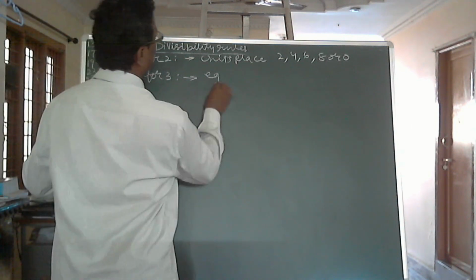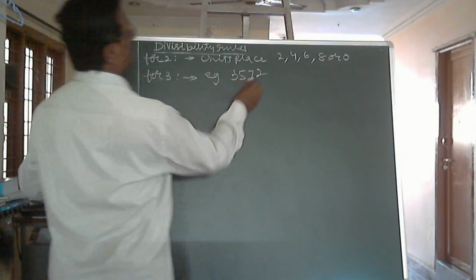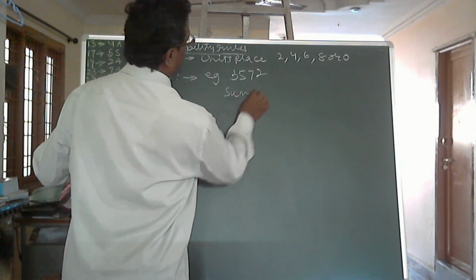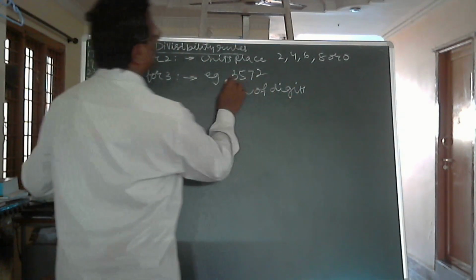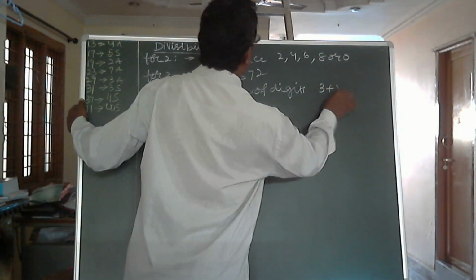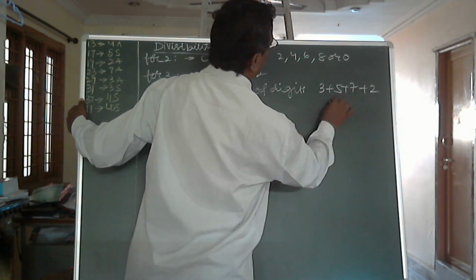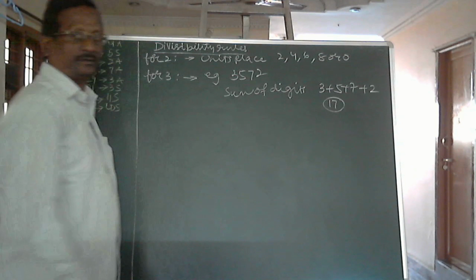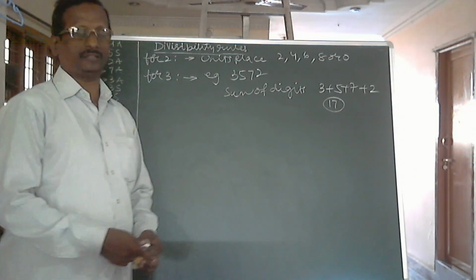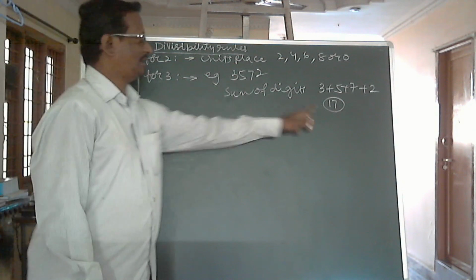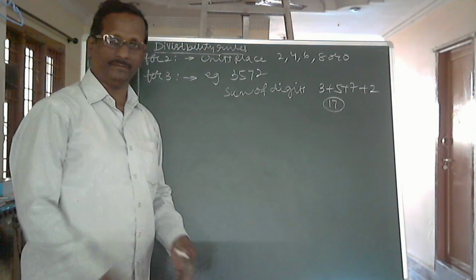Example, 3572, sum of the digits is equal to 3 plus 5 plus 7 plus 2, 8, 15, 17. This 17 is not divisible by 3, therefore the whole number is also not divisible by 3. In case the sum of the digits is divisible, then the number is also divisible.